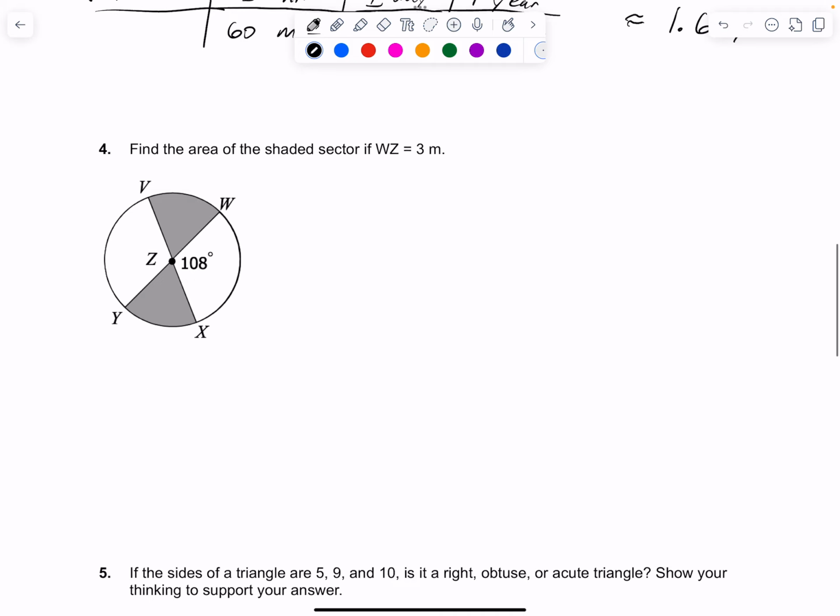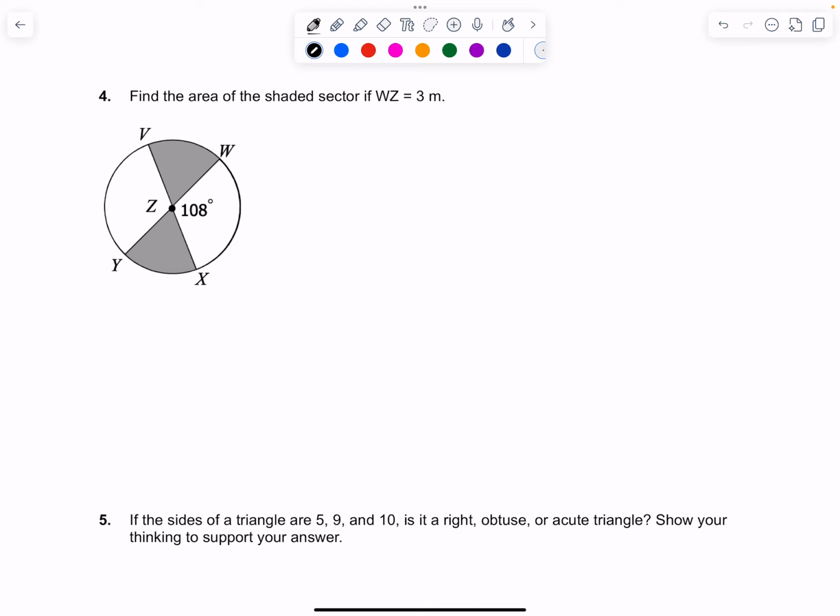Okay, number 4. Find the area of the shaded sector if WZ is 3 meters. So this right here is 3 meters. Now it's giving us that angle WZX is 108. So I'm going to use my understanding that if I look at this diameter, WY, then that means 180 minus 108 would give me the angle YZX, which is 72 degrees. So this is 72 degrees. This one is also 72 degrees.